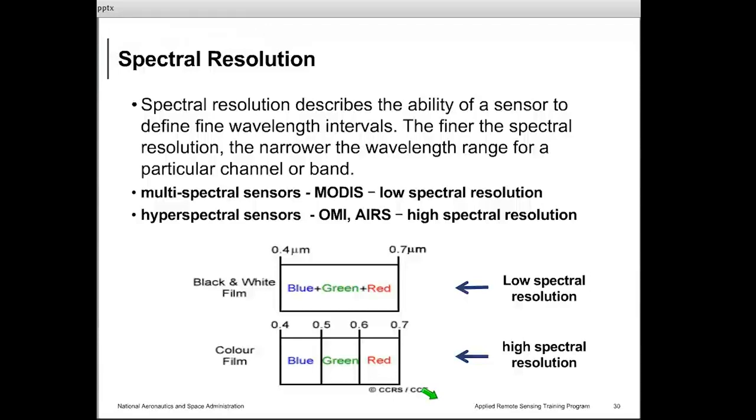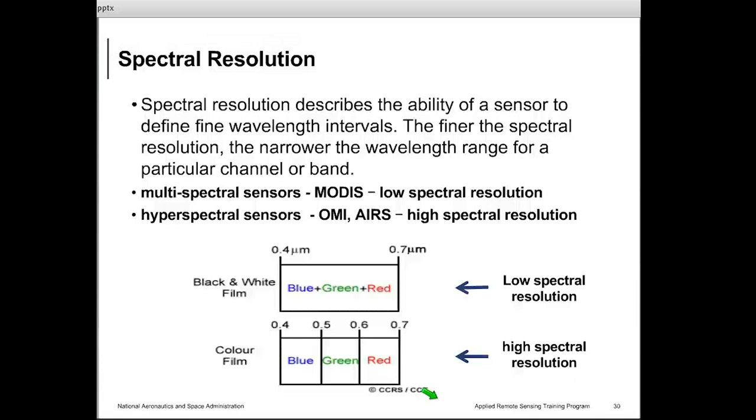But if you divide this same bandwidth into three different spectral bands, blue, green, and red, and you can make measurements in each specific band, then you get three pieces of information. And when you combine these three pieces of information, you get a colored picture of the same scene. We will see this in more detail in week 2 when we go into satellite imagery.